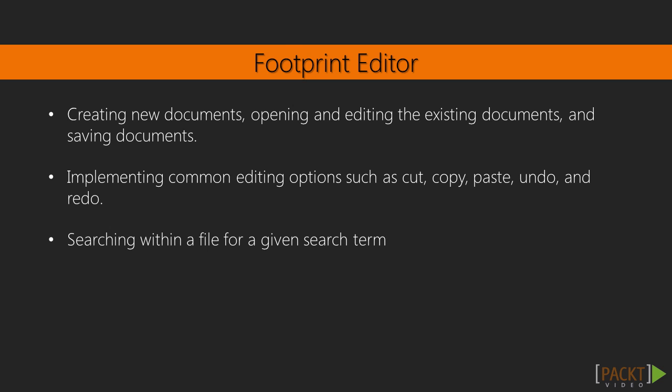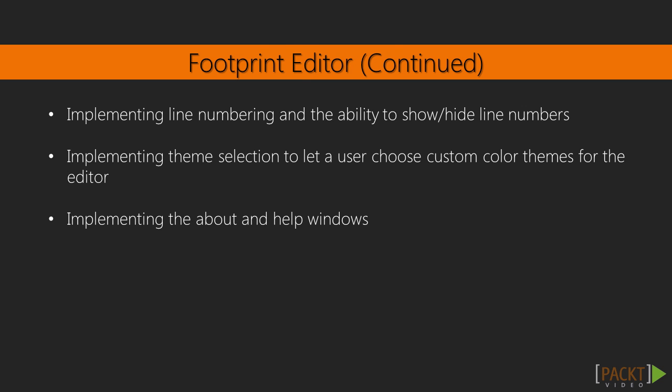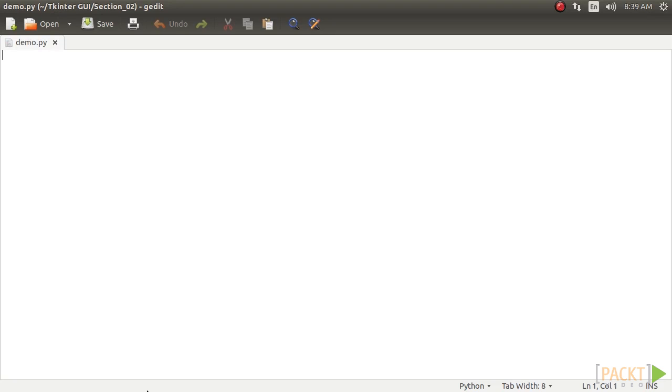a given search term, implementing line numbering and the ability to show or hide line numbers, implementing theme selection to let a user choose custom color themes for the editor, implementing the About and Help windows. Our first goal is to implement the broad visual elements of the text editor. As programmers, we have all used text editors to edit code. We are mostly aware of the common GUI elements of a text editor, so without much of an introduction, let's get started. The first phase implements the menu, menu button, label, button, text, and scroll bar widgets.